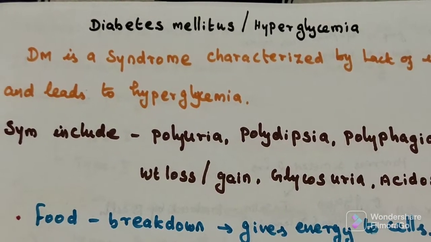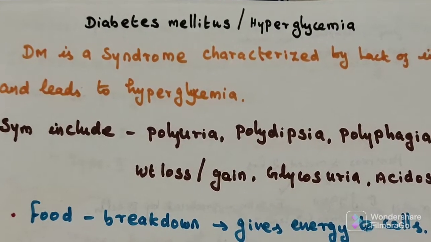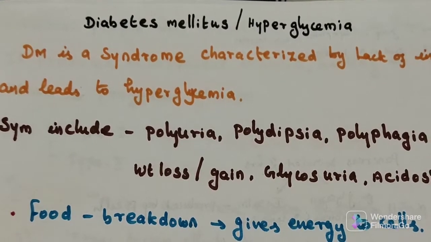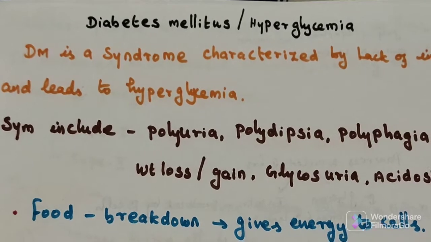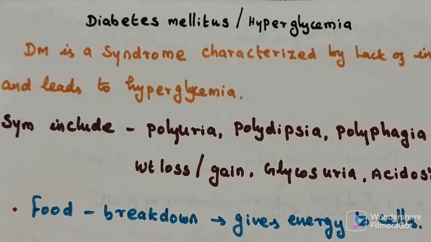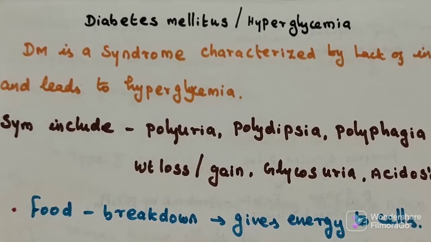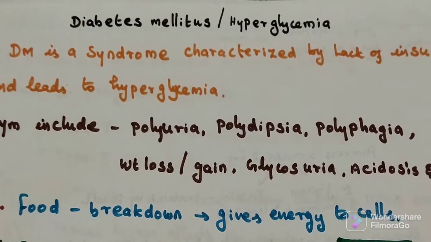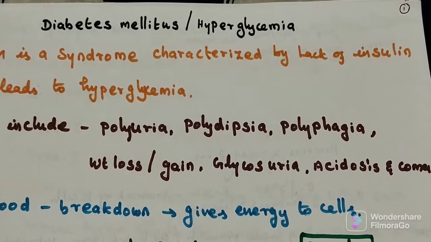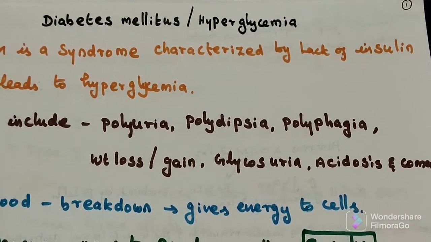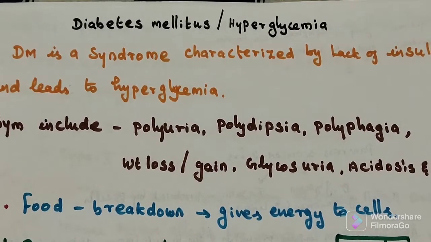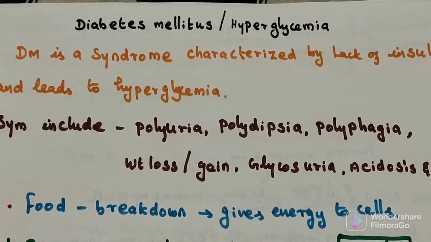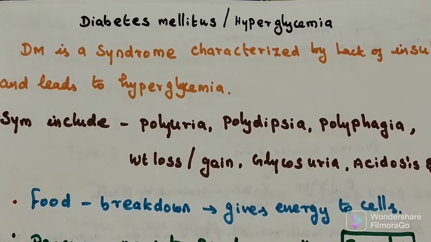Today's topic of discussion is diabetes mellitus, or hyperglycemia. Diabetes mellitus is a syndrome characterized by inadequate insulin secretion or lack of insulin, and leads to hyperglycemia, with both acute and chronic complications.